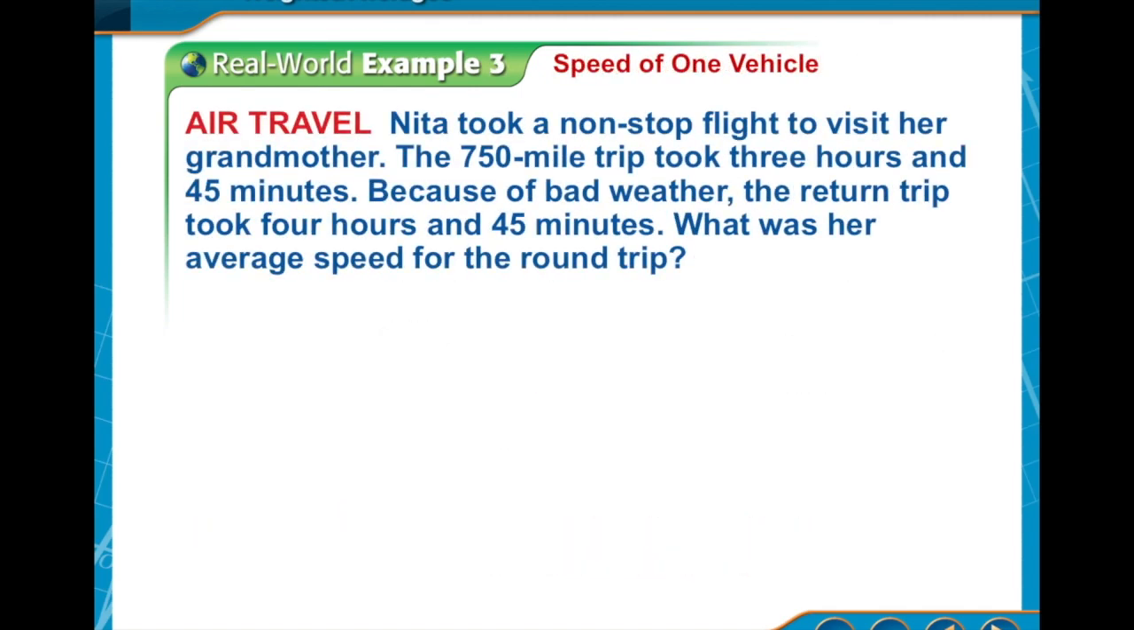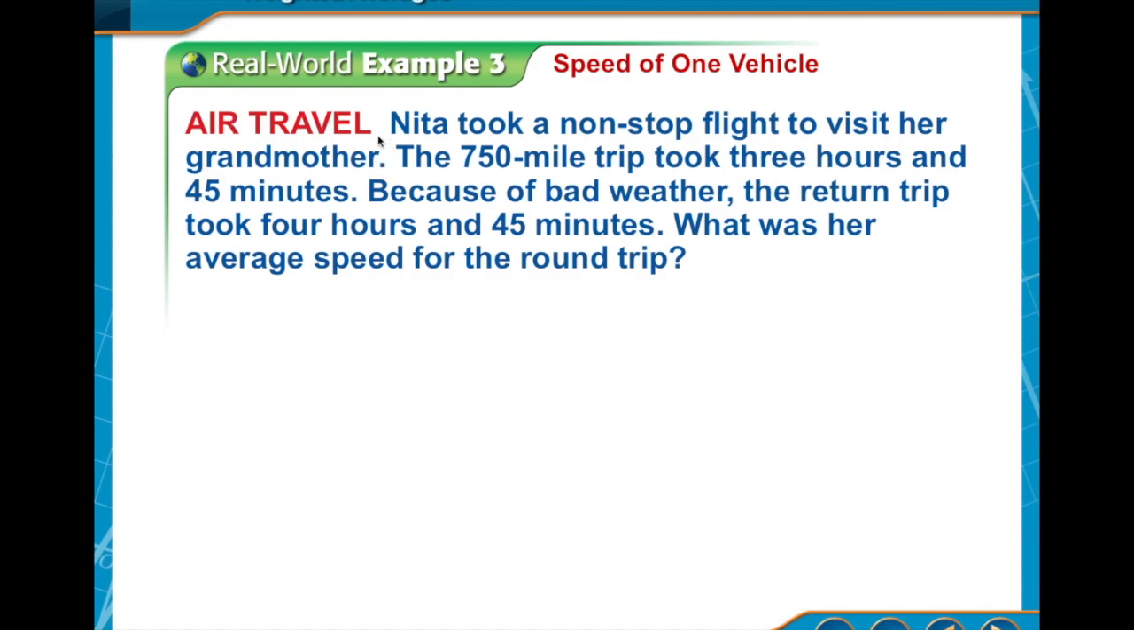Okay, so our third type of example. We're taking this information, we're breaking it down, we're writing our tables, and we're getting all these things out. For this specific problem, you need to write down the directions here. So Nita took a non-stop flight to visit her grandmother. Okay, so she's getting on a plane. That's part of the context of this problem.